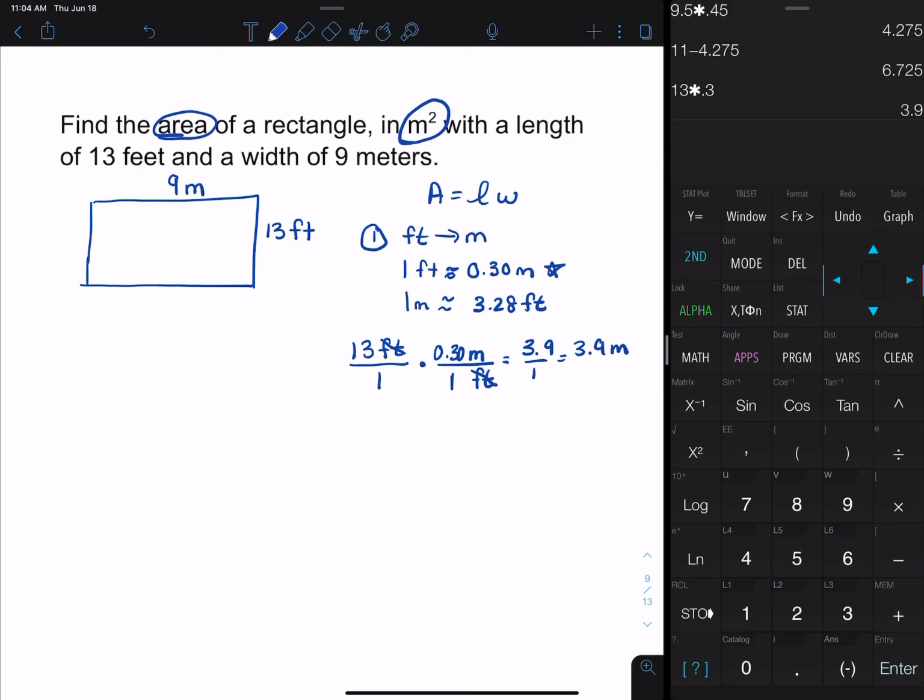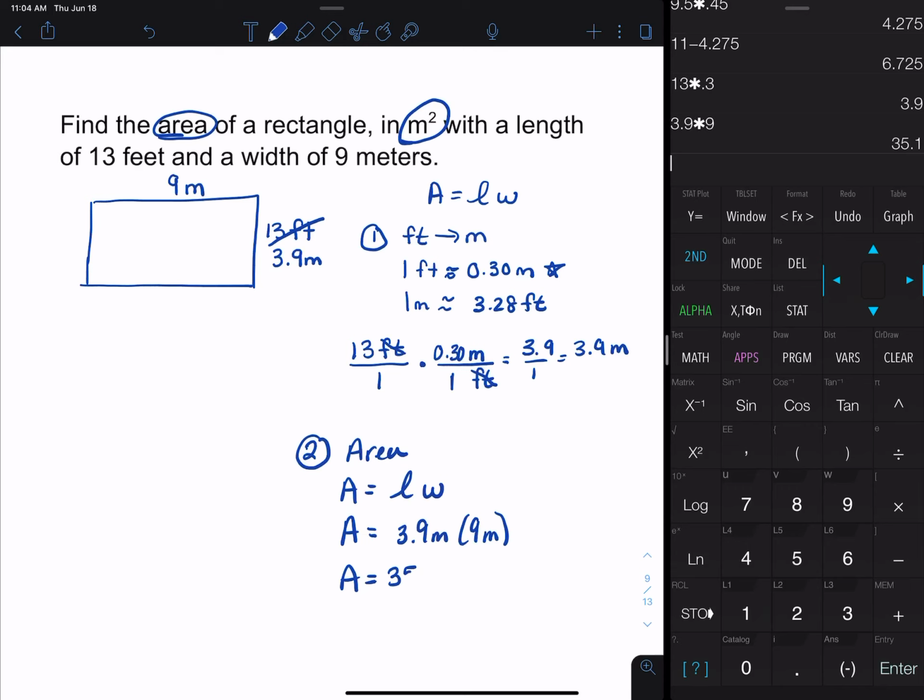My second step then is going to be to actually find the area. So instead of this 13 feet, I'm thinking of 3.9 meters. My area is the length times the width. So it's going to be that 3.9 meters times 9 meters. I'll multiply those numbers, so 3.9 times 9 gives me 35.1, and then I know meters times meters gives me square meters.